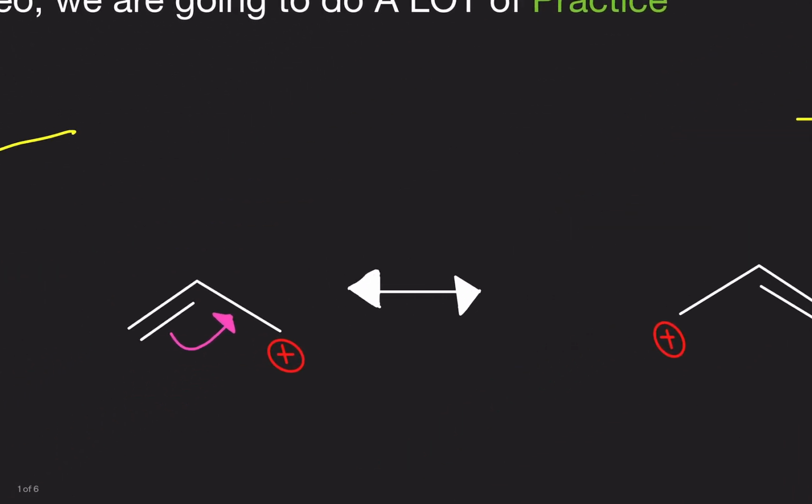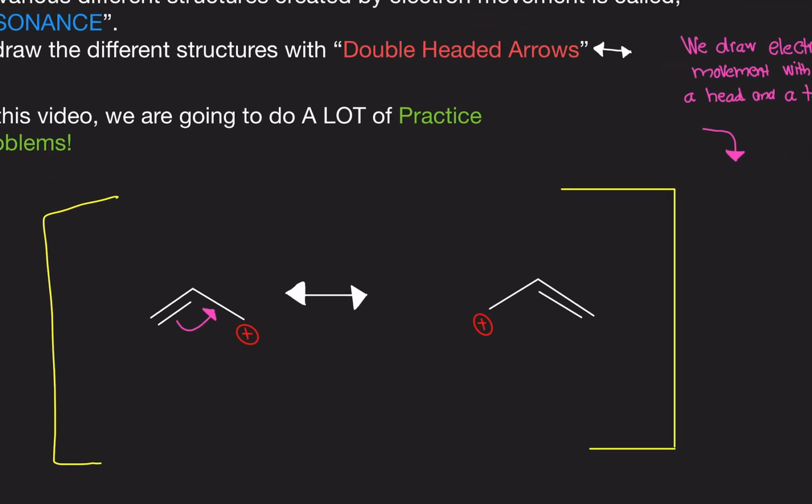So let's look at this resonance structure. The first thing you should know is you'll know it's a resonance structure because of the brackets. You'll see these brackets here. The brackets tell you in organic chemistry that this is a resonance structure.